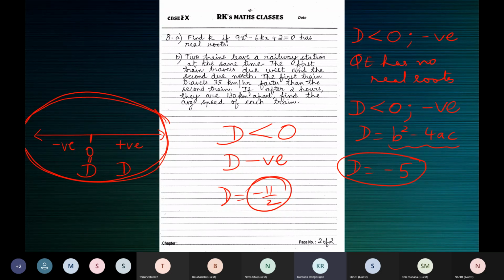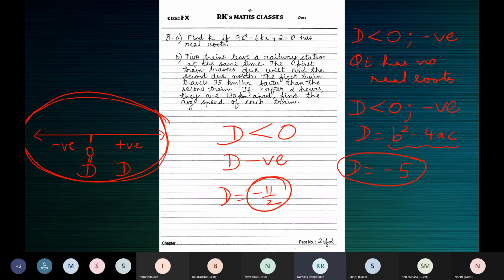Real roots meaning the roots are not rational or irrational. Real roots meaning what are real numbers? The collection of all rational and irrational numbers are real numbers. It does not have real roots meaning the roots are neither rational nor irrational. They are unreal. They are imaginary.